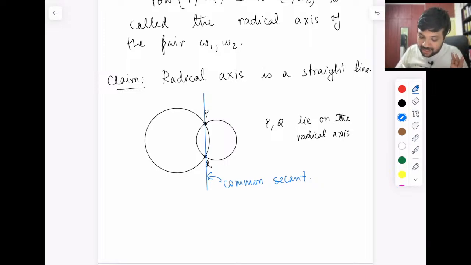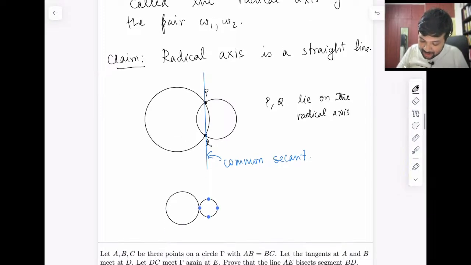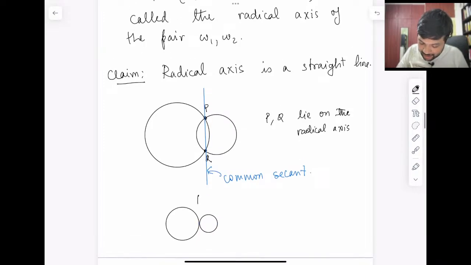All right, really cool. But what happens if they don't intersect? Well, what if they touch? Well, that's just the limiting case. You can sort of imagine in the limit it will work. I'm not going to prove things today, so I will wave my hands. In the limiting case, the common tangent is also a radical axis.